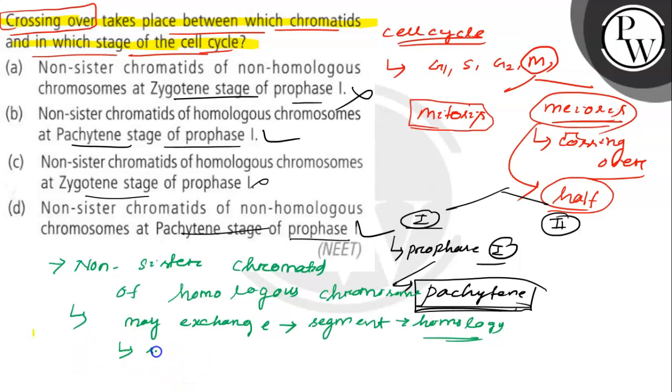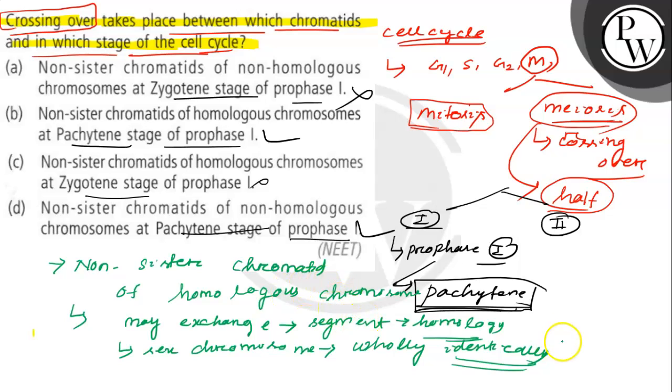The sex chromosomes are not wholly identical, and only exchange of information over a small region of the homology takes place. So in the crossing over, the chiasmata formation occurs. That means this is a chromosome, and this is another chromosome, that is the non-sister chromatid of the homologous chromosome. These are the non-sister chromatids of the homologous chromosome.